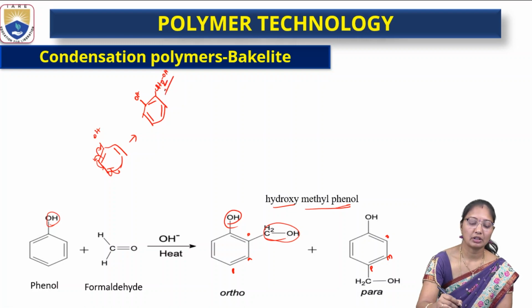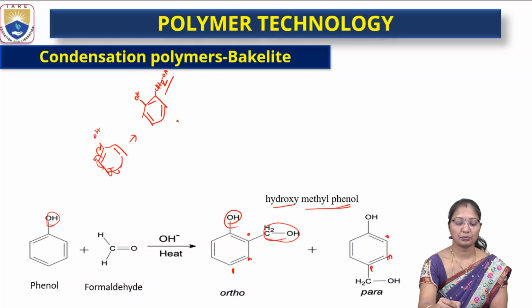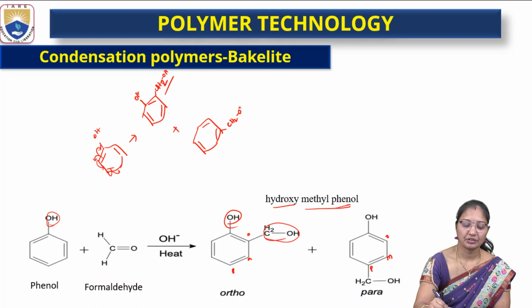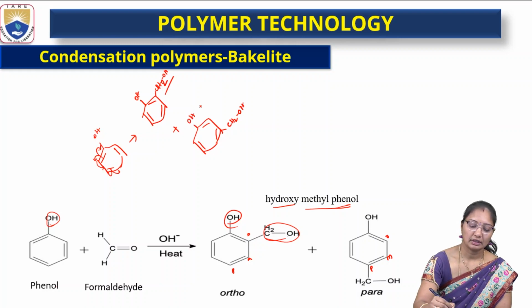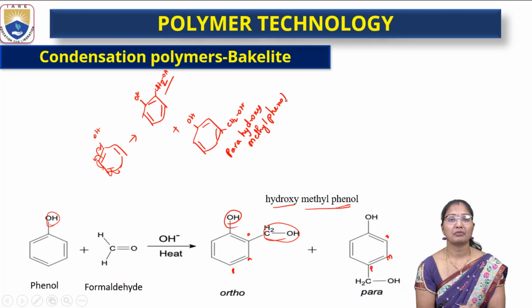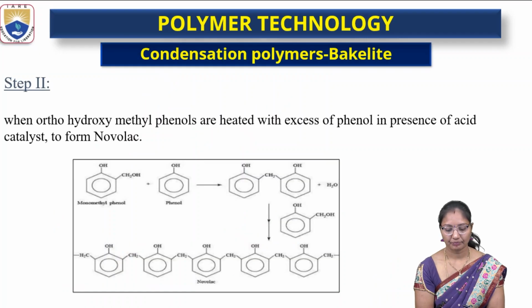This is the hydroxymethyl group at the ortho position, plus CH2OH here on the phenol. This is para-hydroxymethylphenol. These two compounds are formed from the phenol and formaldehyde condensation reaction.